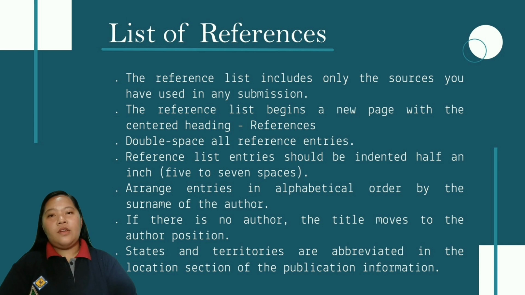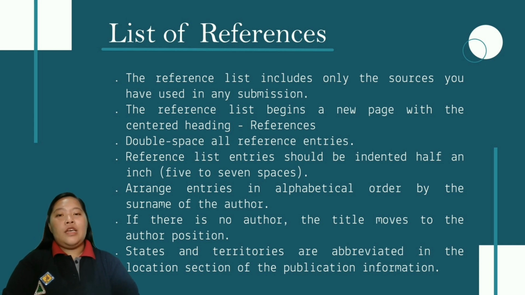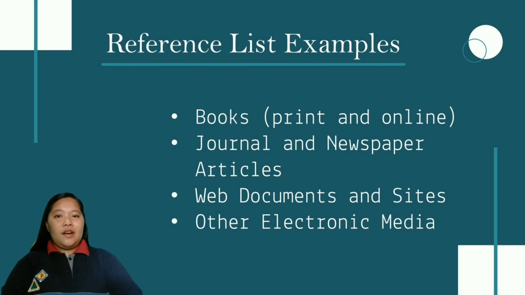The states and territories are abbreviated in the location section of the publication information. For example, the United States is abbreviated as US and New York as NY. So, these are the reference list examples: the book, printed and online, the journal and newspaper articles, web documents and sites, and other electronic media.